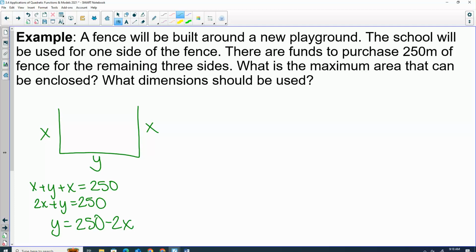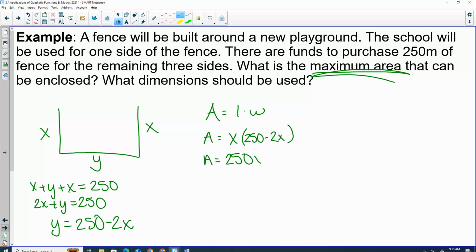Alright, from there, what am I trying to find? I need x to give me the maximum area. So if I'm going to find the biggest possible area, I need an equation for area. How do you find area of a rectangle? Okay, so for us, that's x times, instead of y, we use 250 minus 2x. Our area is 250x minus 2x squared.